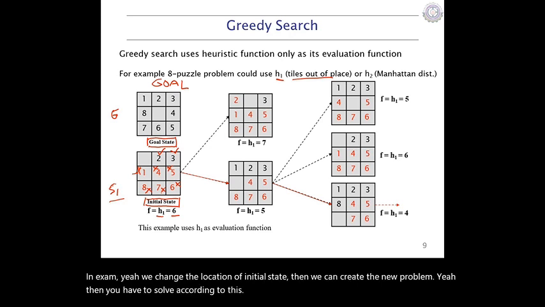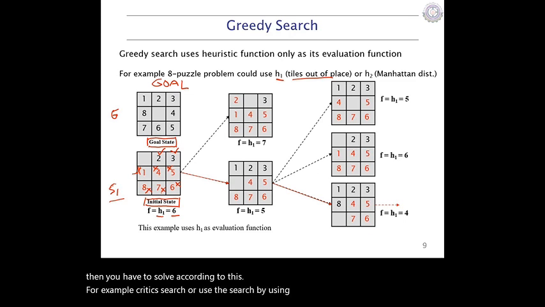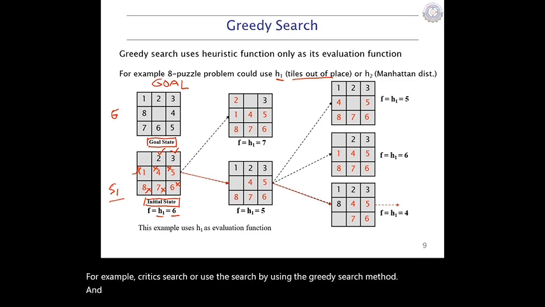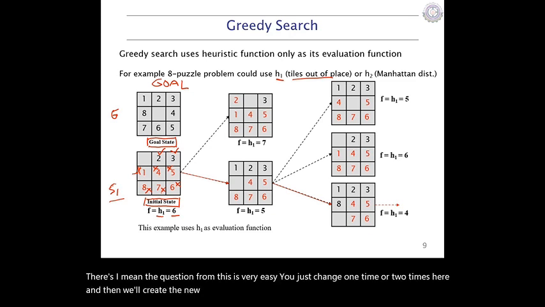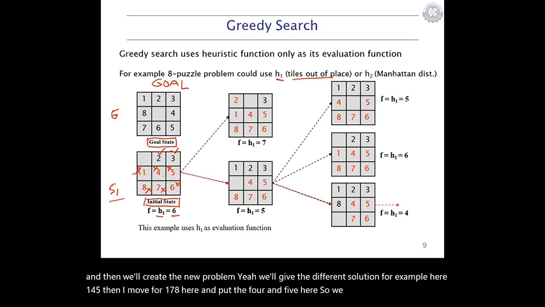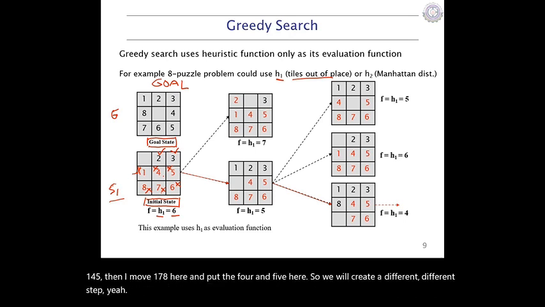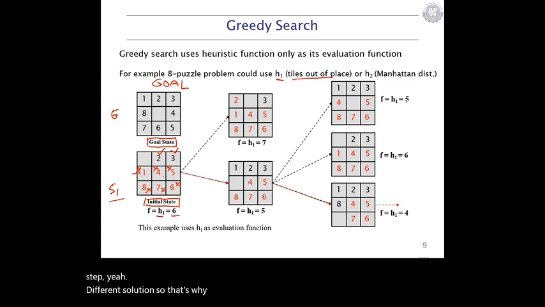For example, greedy search, or heuristic search, by using the greedy search method. To construct the question from this is very easy. You just change 1 tile or 2 tiles here, and then we create a new problem that gives a different solution. For example, here 1, 4, 5, then I move 1, 7, 8 here and put 4 and 5 here. So we will create a different step, a different solution. So that's why please follow this explanation.